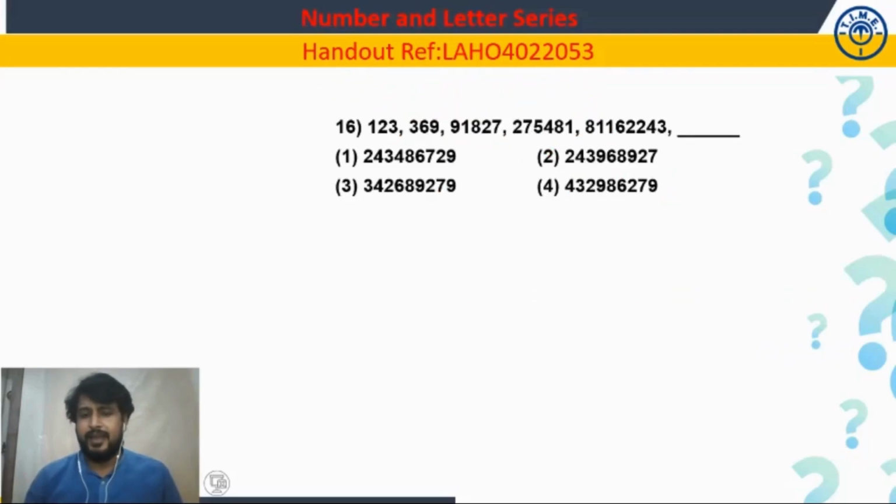123, 369, 91,827. Next is again a very big number. 2,75,481. Again the next one is a very big number. 8 crores, 11,62,243. Definitely that many big numbers will not be given in the exam, because they won't give this type of numbers in product logic. So there will be some pattern, and that pattern is to be identified by us. Okay, let us identify that pattern.